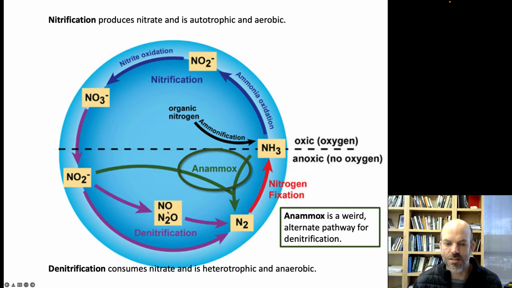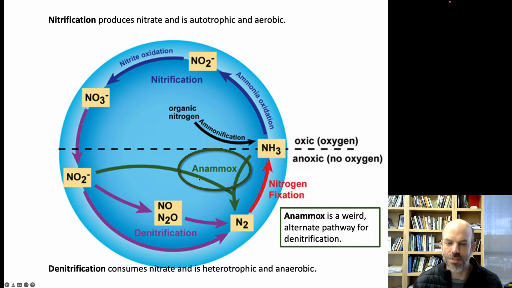However, it skips these intermediates. It does not have a nitric or nitrous oxide intermediate. It goes straight to N2, and it uses ammonia as its electron donor. So instead of being heterotrophic and using organic matter as the electron donor for producing N2, it's actually using ammonia as its electron donor, similar to nitrification.